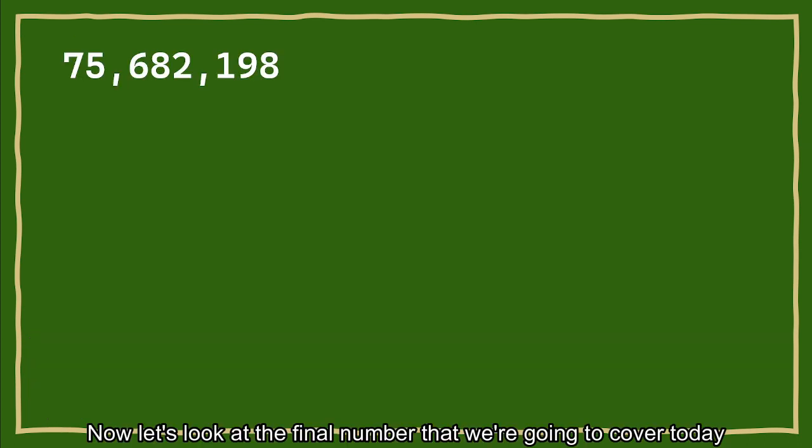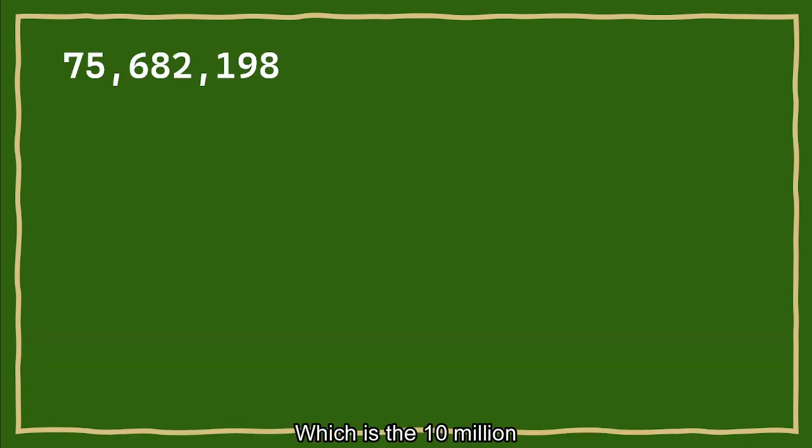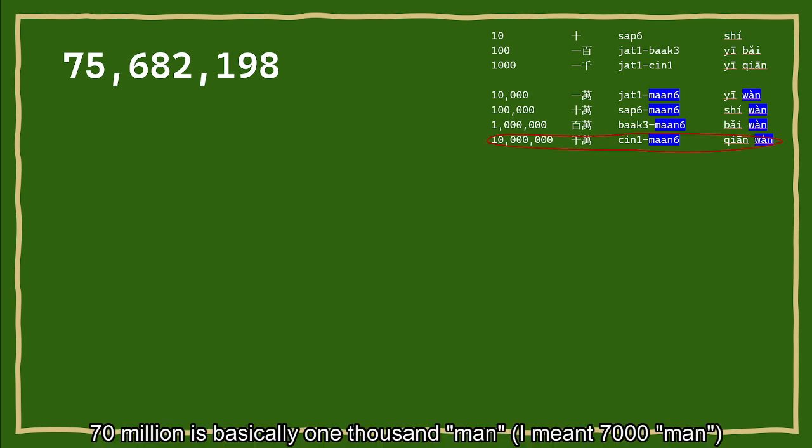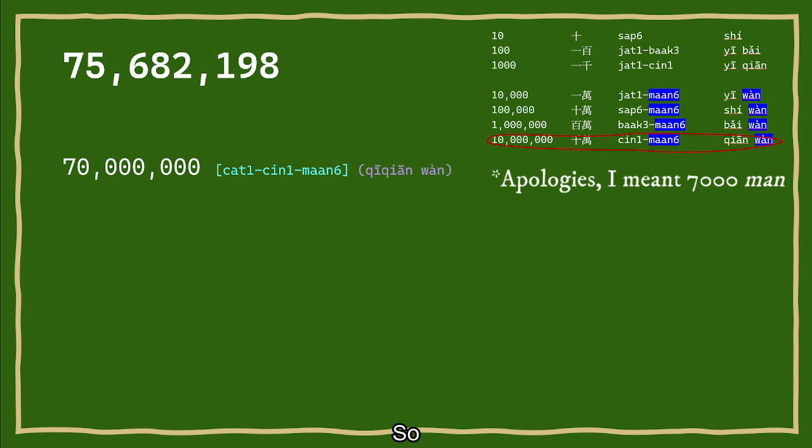Now let's look at the final number that we're going to cover today, which is the 10 millions. So I've given this number 75,682,198. Here's your chart to help you. Again, just partition it as you would. 70 million is basically 1,000 man. So 70 million would be 7,000万.